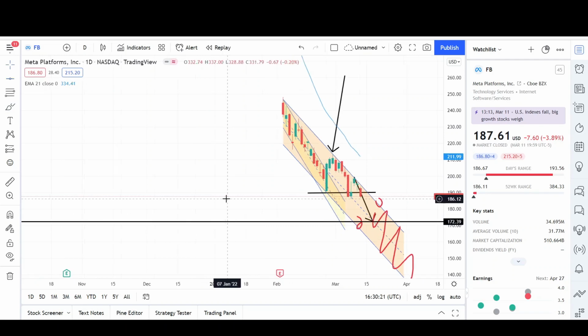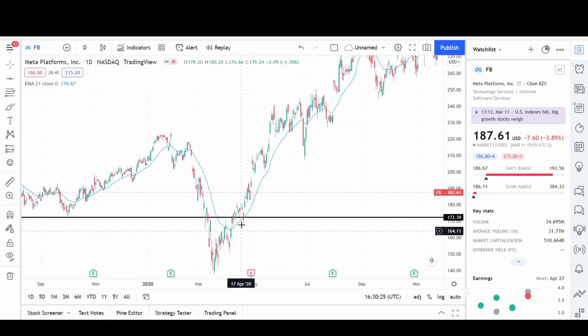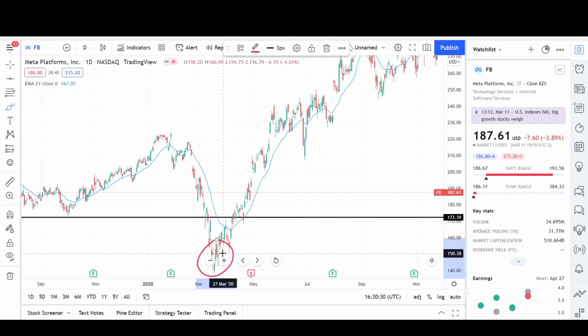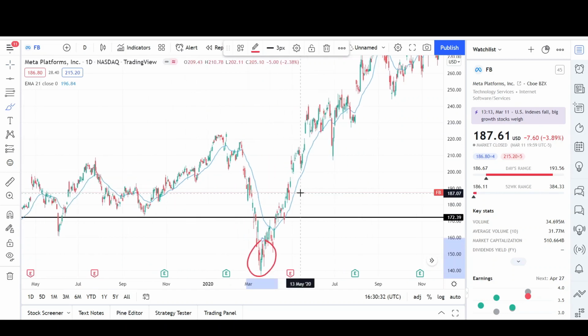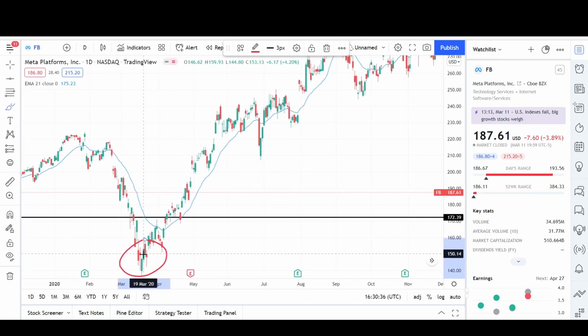So right at the 172 level, if I scroll to the left again, you can see that it's pretty close to the starting point of the up move. However, the starting point looks like it's back over here, right around the 150 level. So they probably want to continue to drop the market before they reach these lower prices.